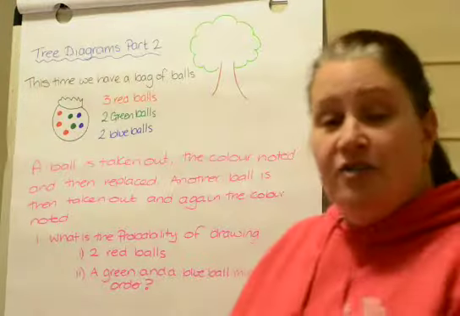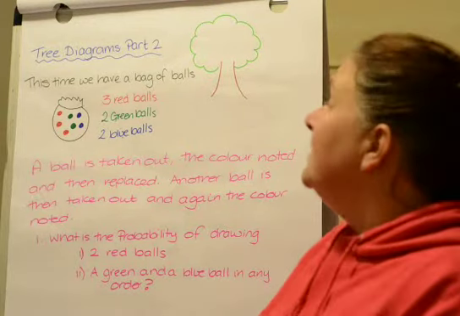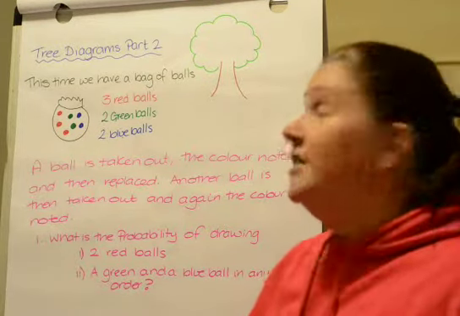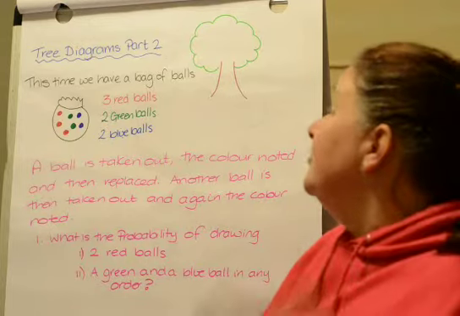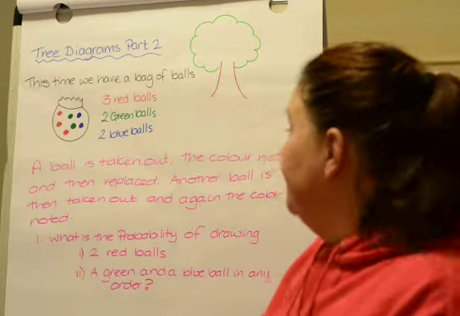So this lesson we're looking at tree diagrams part 2. This time we've got a bag of balls. In this bag we've got 3 red ones, 2 green ones and 2 blue.